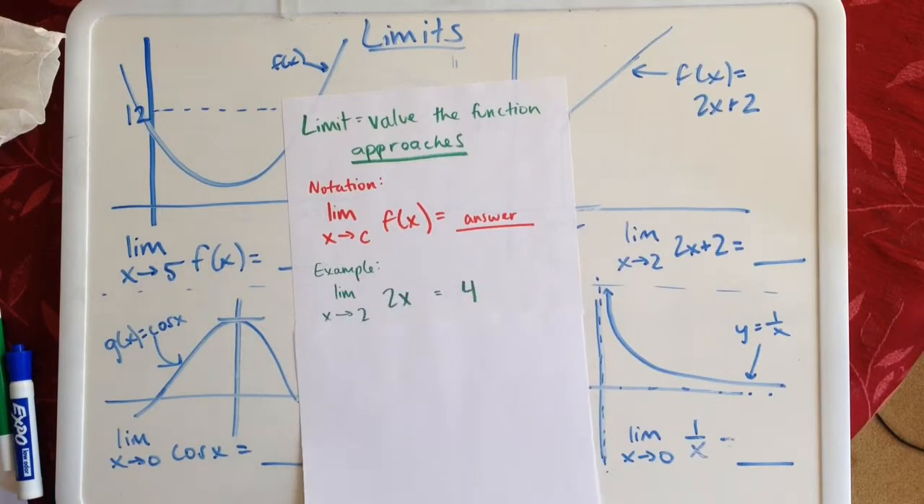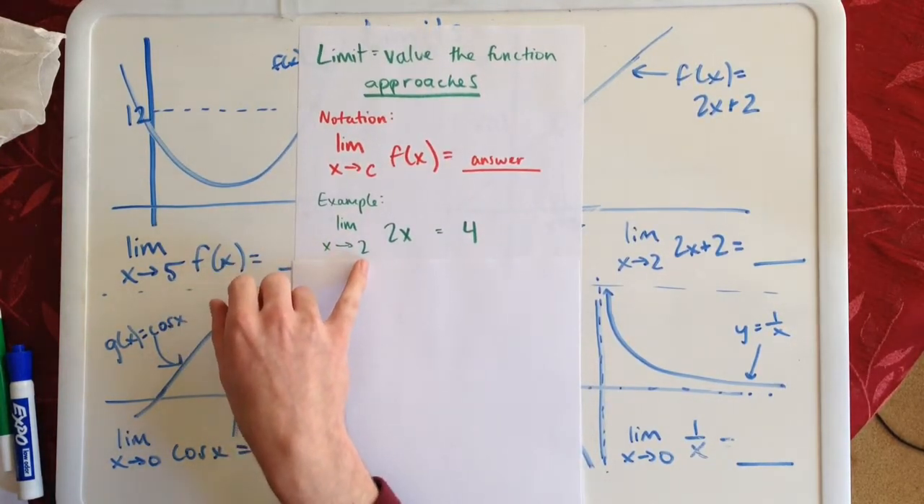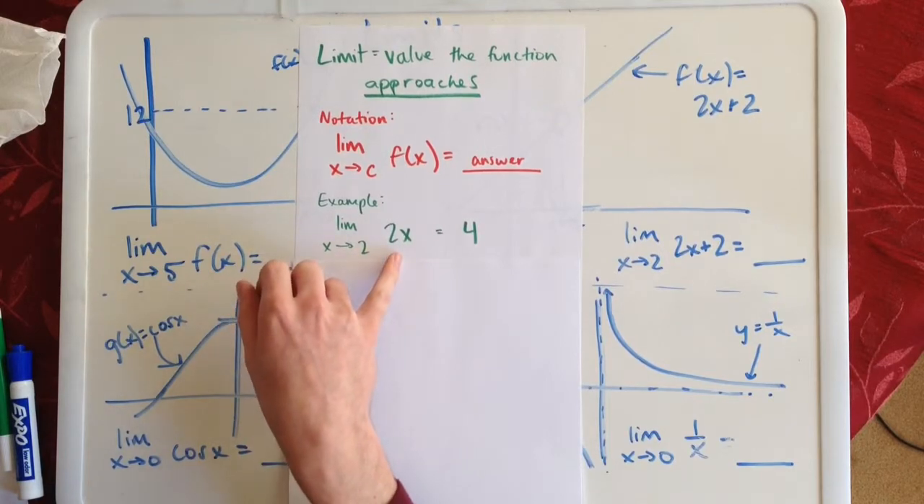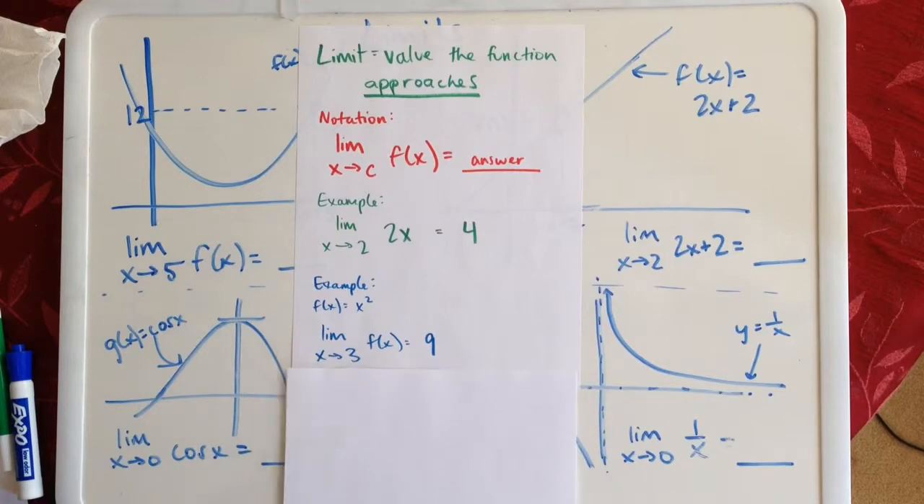So here's an example of it. The limit as x approaches 2 of 2x, so the function is 2x. You can imagine the graph of 2x, and the value that it approaches as x goes to 2. I'm not going to explain how I got the answer yet. I'll talk about that later.